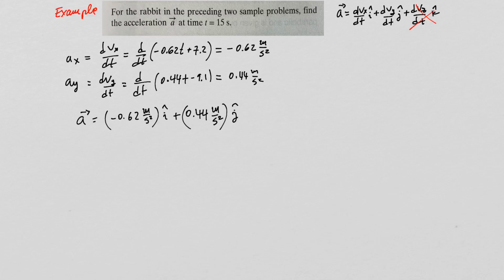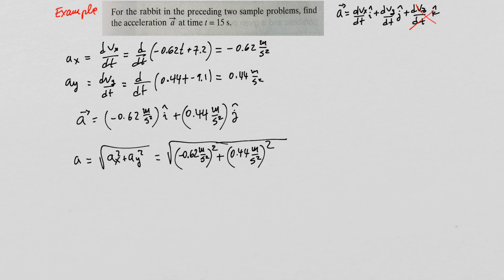Now let's find the magnitude of the acceleration vector. The magnitude of the acceleration vector is the square root of ax squared plus ay squared. So this is the square root of minus 0.62 meters per second squared to the second power plus 0.44 meters per second squared to the second power. And so this is equal to 0.76 meters per second squared.